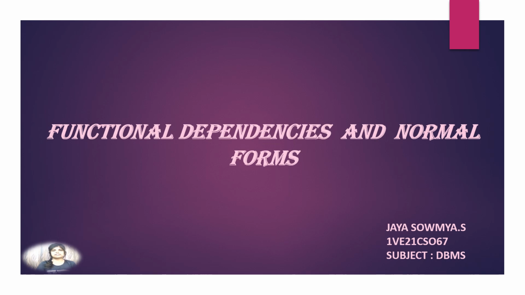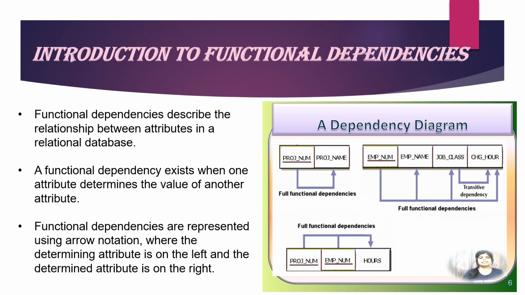Today I am here to discuss the topic as shown on the screen, functional dependencies and normal forms from the subject database management system. Let's see the introduction to functional dependencies. Functional dependencies describe the relationship between attributes in a relational database. It exists when one attribute determines the value of another attribute. These are represented using arrow notation, where the determining attribute is on the left and the determined attribute is on the right.